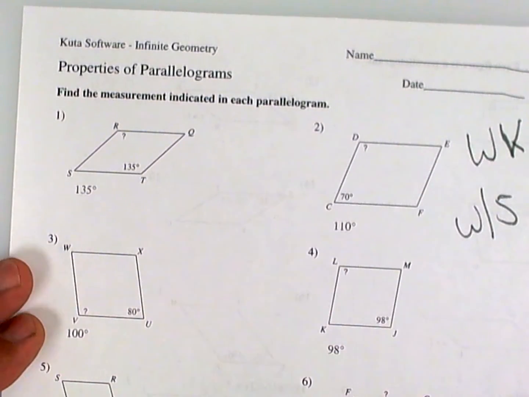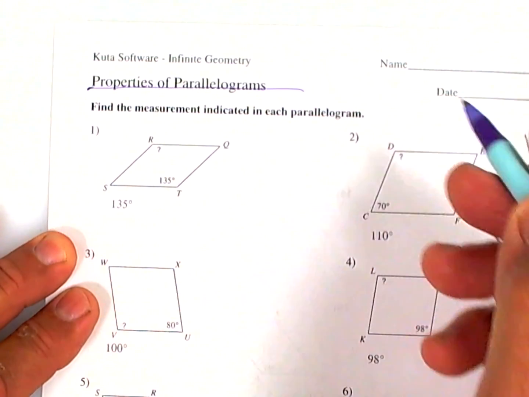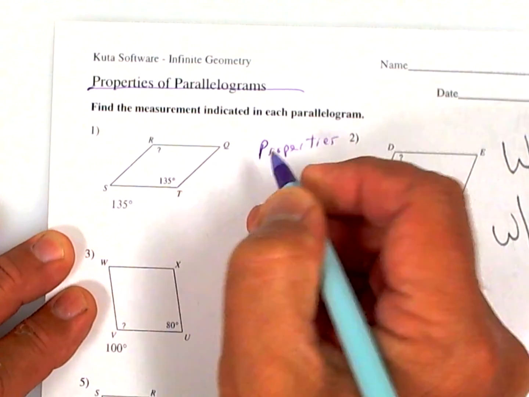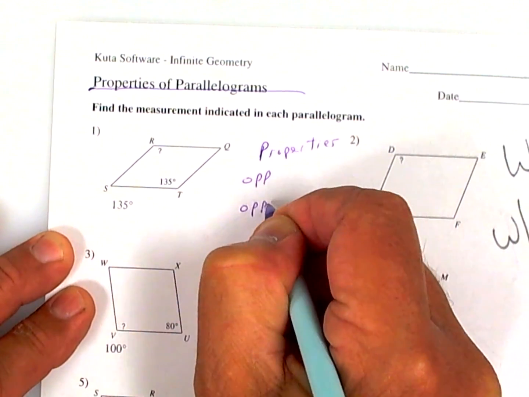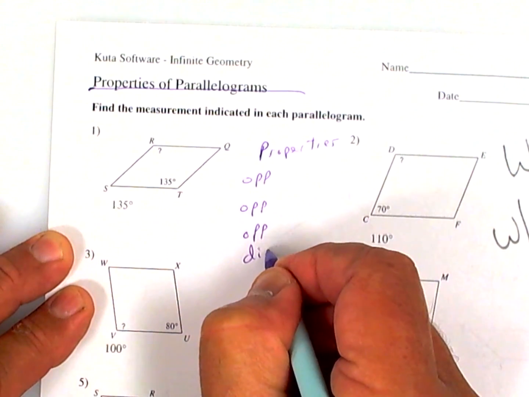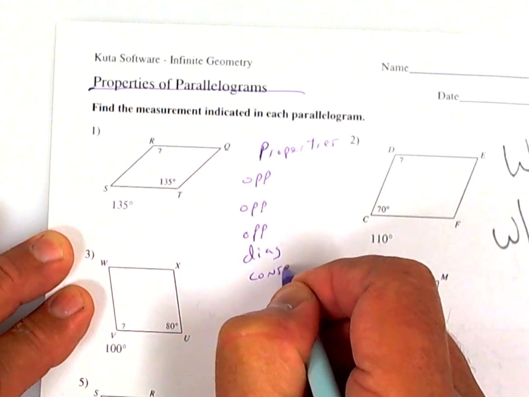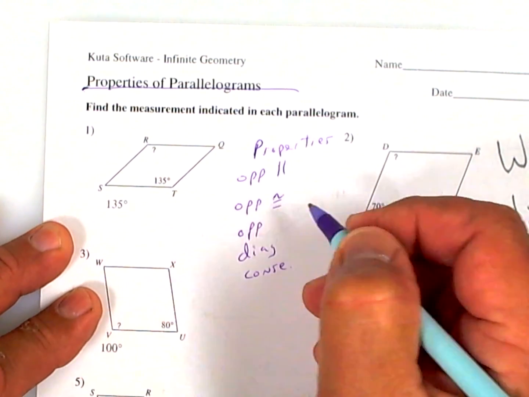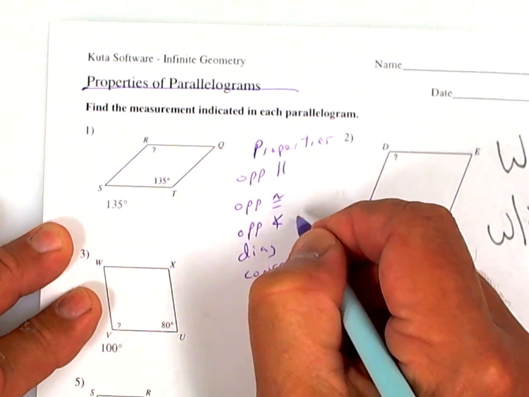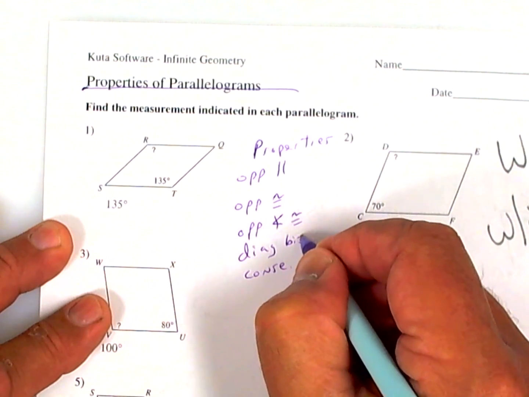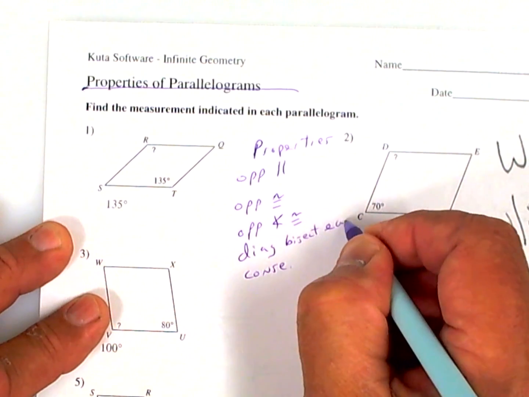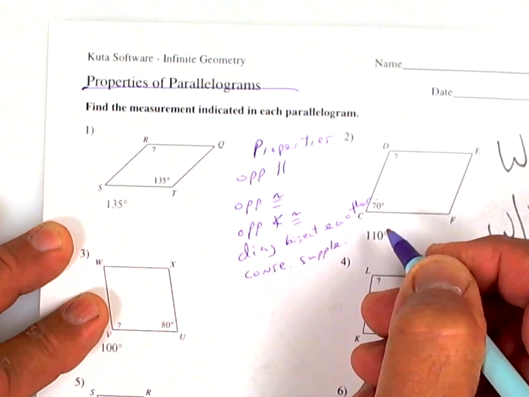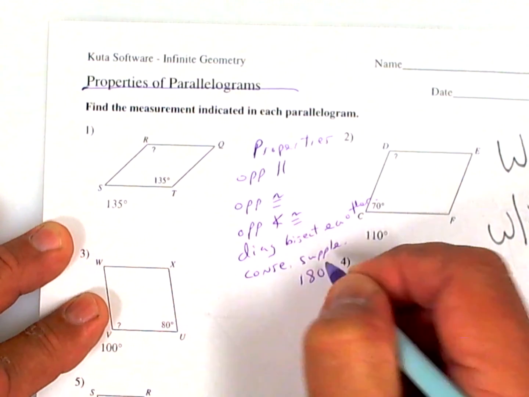For example, these are parallelograms. So I want you to start off and write all the properties. So when you get your worksheet, I want you to put opposite, opposite, opposite, diagonals, and consecutive angles. Okay? So opposite sides are parallel, opposite sides are congruent, and opposite angles are congruent. Diagonals bisect each other, and consecutive angles are supplementary, which means what? Well, it means they add up to 180 degrees.